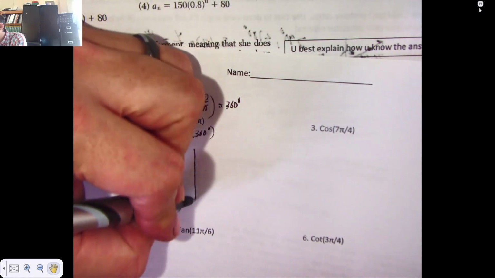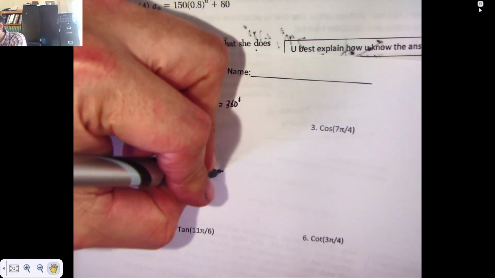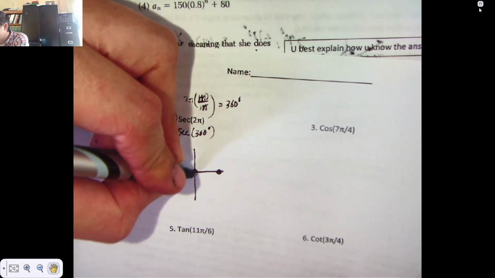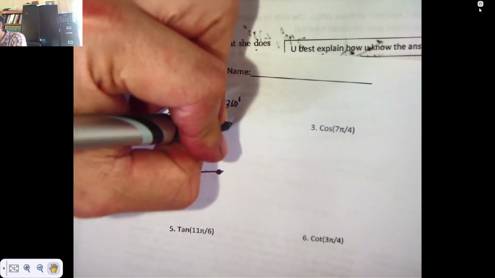Now, you can't draw a triangle. 360 degrees would do one full rotation and end up right here. That's where it would be. It would rotate 360 degrees. It'd be right there. Can't do anything with it. You can't draw a triangle. So what you have to do is you draw a unit circle.